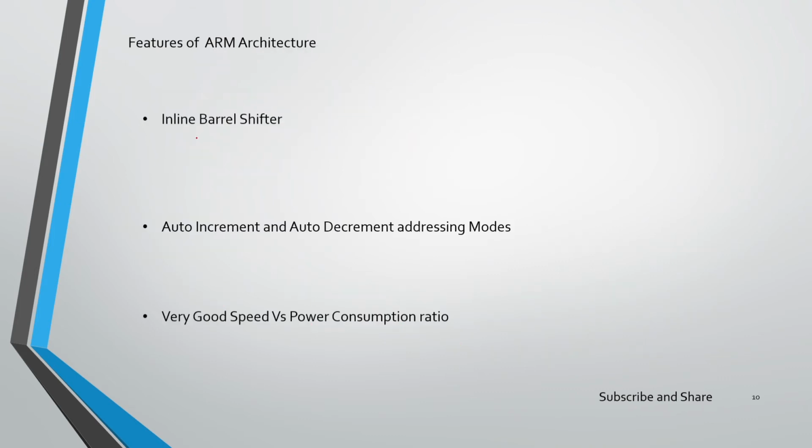Next, inline barrel shifter. ARM has a barrel shifter in the data path, which can maximize the hardware usage. So first let us know what a barrel shifter is. A barrel shifter is a digital circuit which can shift a data word. It is used for shifting the data word by n bits.